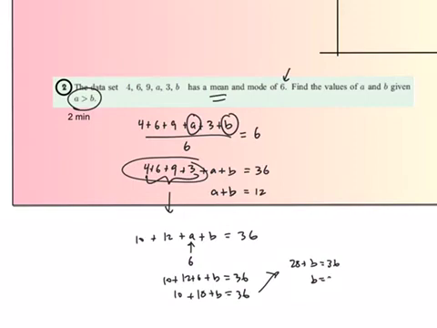That would mean B would have to equal 8. So if A equals 6, then B equals 8. Well, I know one of them has to equal 6, but since A has to be greater than B, that means I have to flip-flop these two. So A will equal 8, and B will equal 6, and that will guarantee that the set has a mean of 6 and a mode of 6 as well.